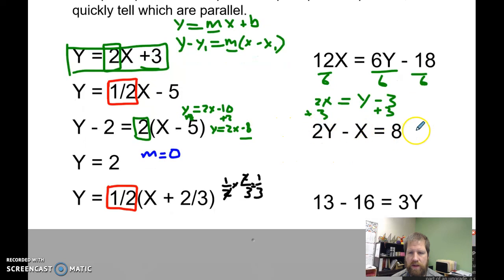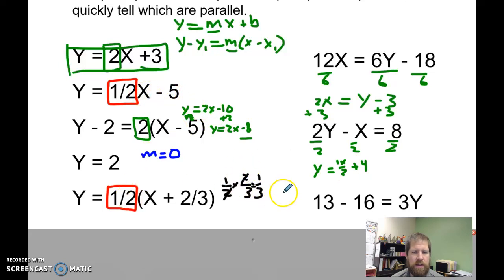Same thing down here. Divide by 2, divide by 2, divide by 2. I'm going to add x over 2 to both sides, so I'd have y equals x over 2, or 1/2 x, plus 4. And I can see that it has a different y-intercept than either of these lines that have 1/2 as their slope. So that's also parallel to those two lines.